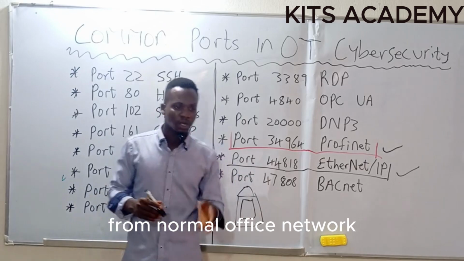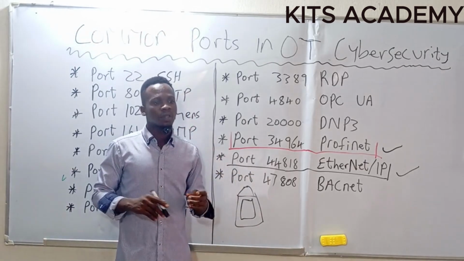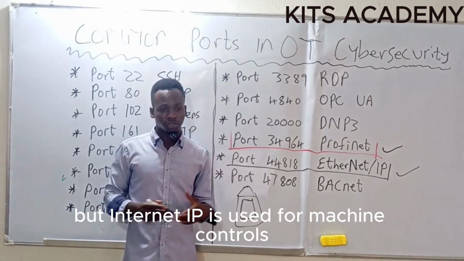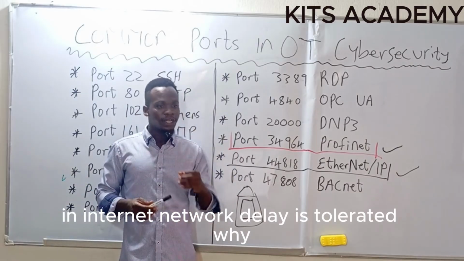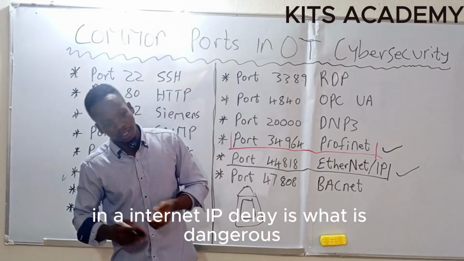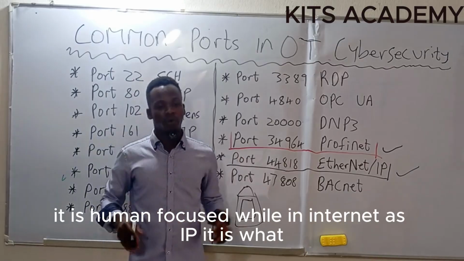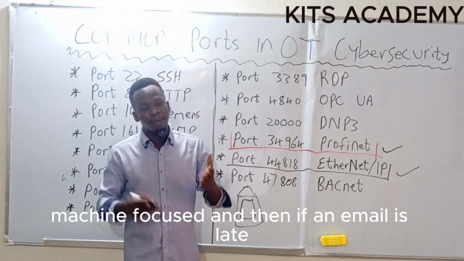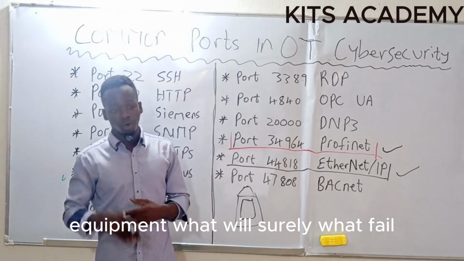And then how is EtherNet/IP different from a normal office network? A normal office network is used for email and web, but EtherNet/IP is used for machine control. In an office network, delay is tolerated, while in EtherNet/IP, delay is dangerous. In an office network it is human focused, while EtherNet/IP is machine focused. If an email is late, it is fine, but if a control command is late, equipment will surely fail.